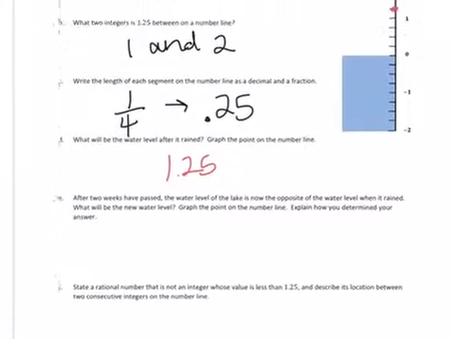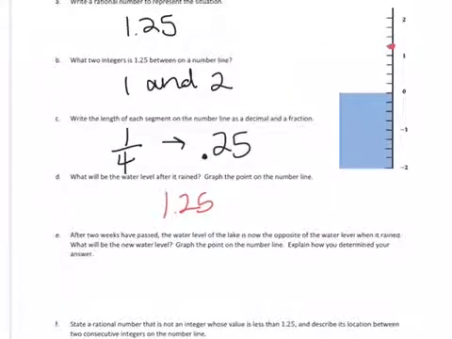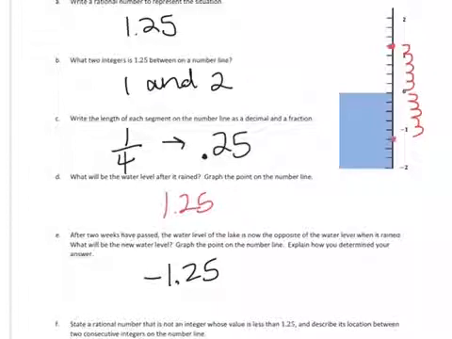So the next question, E, let me keep the number line visible. After 2 weeks have passed, the water level of the lake is now the opposite of the water level when it rained. What will be the new water level? Graph the point on the number line. So because we know how to find the opposite, it's going to be at negative 1.25 on the number line. And if I wanted to graph that, I'm going to go that same distance that I went before. So if I were to count back, I could make my jumps there. And it looks like that's 5 jumps on that side. So I'm going to start at 0 and go 1, 2, 3, 4, 5. And my dot would go right after the negative 1 below on the number line.